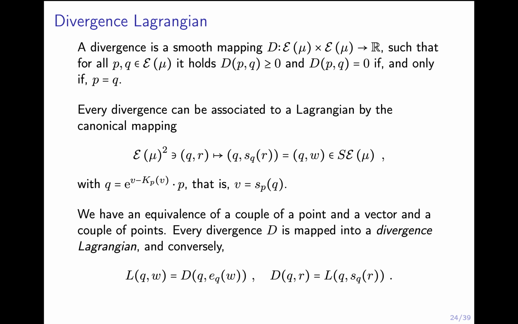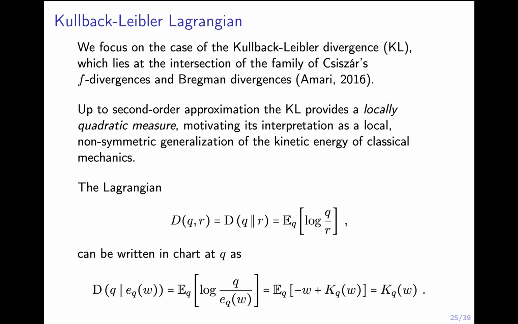So we have an equivalence between a couple of points and a vector point, and so we can rewrite our Lagrangian as a divergence between a point and a second point, which is obtained by representing the vector with respect to a mapping which, given the vector, allows us to identify a probability distribution. So we did this transformation, which is the one that identifies an exponential family. In particular, an interesting choice, or the most natural choice for a Lagrangian over a statistical manifold, would be the one associated to the Kullback-Leibler divergence, which is a specific type of F divergence or Bregman divergence, and this gives us an explicit formula for our KL Lagrangian, which is easy to compute because it corresponds to the cumulant.